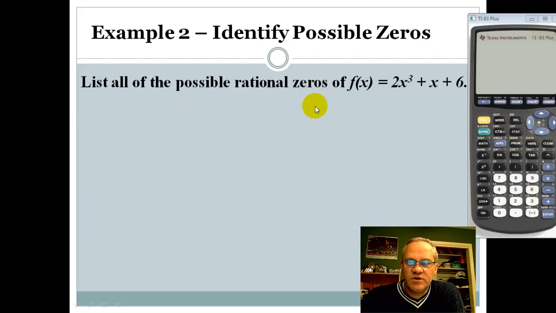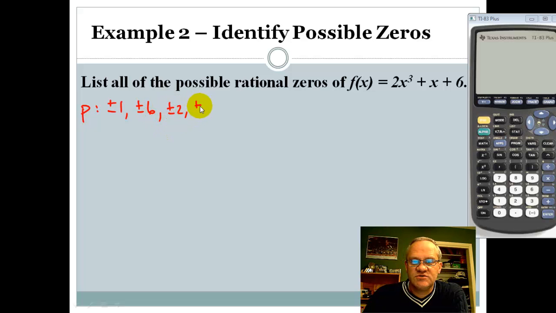All right, so here's one more. We want to find the possible rational zeros. So the p's, we have plus or minus 1 times 6, but then we also have 2 times 3. So those are the possible p's, and the q's, we have just factors of 2, so all we've got there is just 1 and 2.